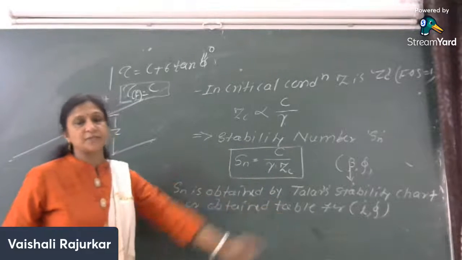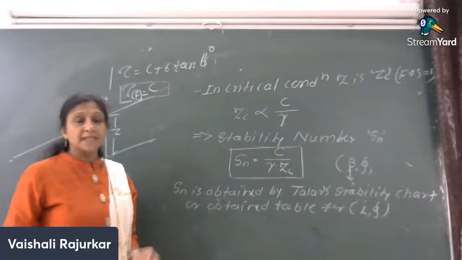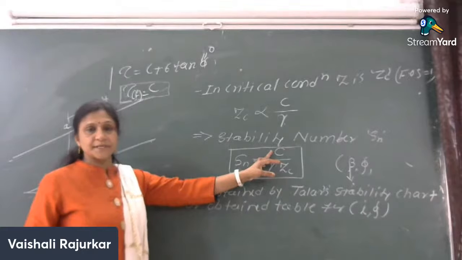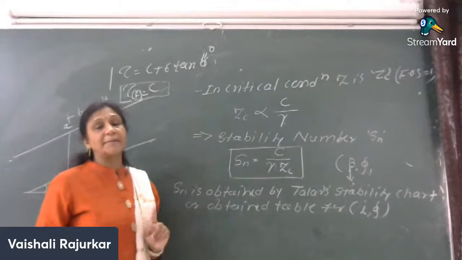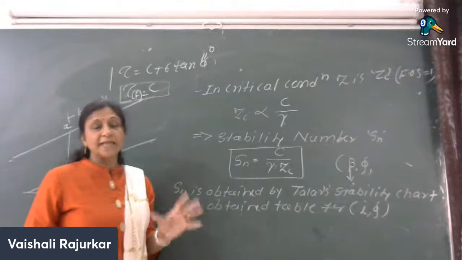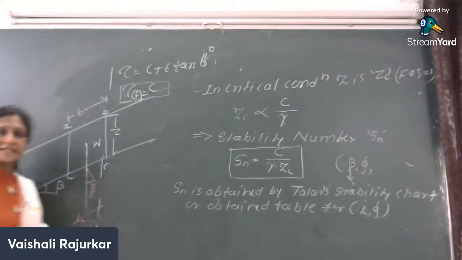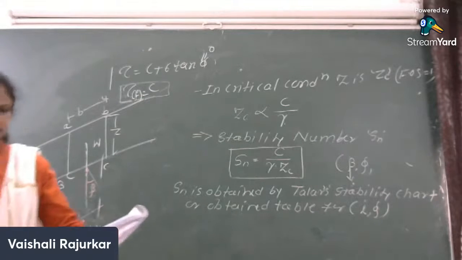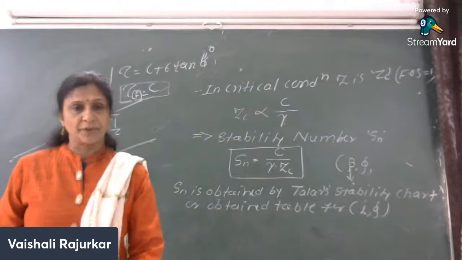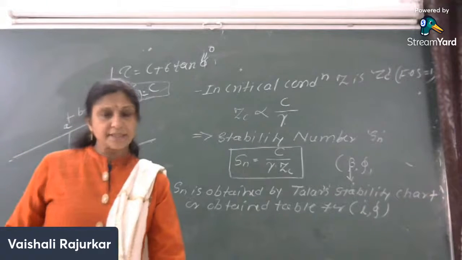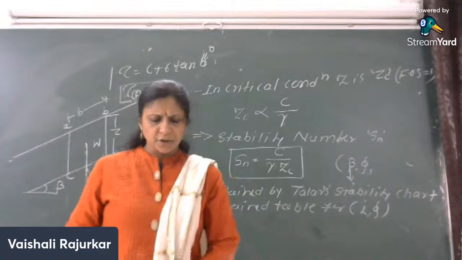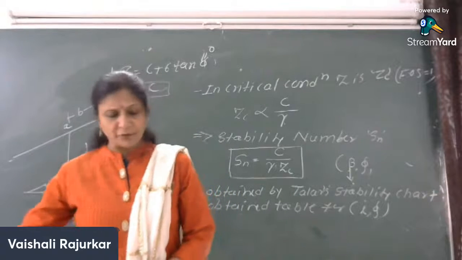In that case, you have to find out the ZC. Sometimes the factor of safety is given and you have to find out the value of C. Sometimes you have to find out the capital H for a particular height where the slope is in a stable condition. So here, this stability number is obtained from the table. And when we are considering the stability number, we have to use the different equations. In this case, you can get the value of factor of safety from the equation.